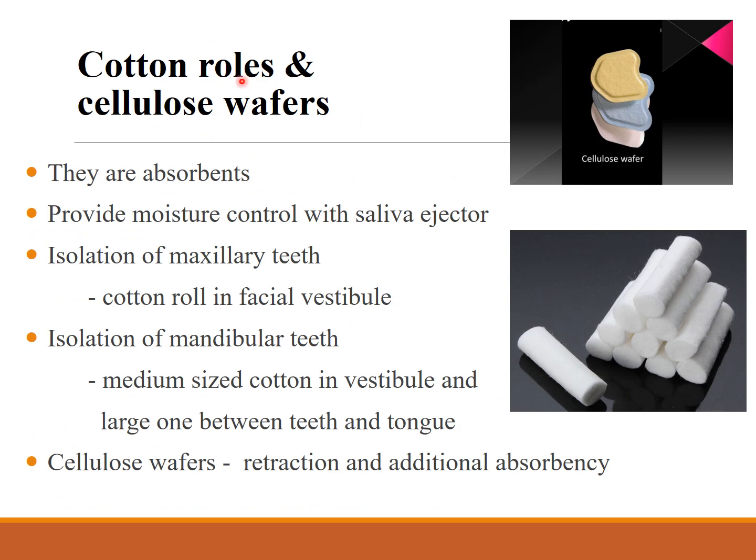Cotton rolls and cellulose wafers. We usually use cotton rolls, easily and readily. They are absorbent and provide moisture control with saliva ejector. Isolation of maxillary teeth can be done by cotton roll in facial vestibule. Isolation of mandibular teeth, a medium-sized cotton in the vestibule, and one large one between the teeth and tongue. So you can see where you want to put it. Cellulose wafers can also act as a retraction and provide additional absorbency.